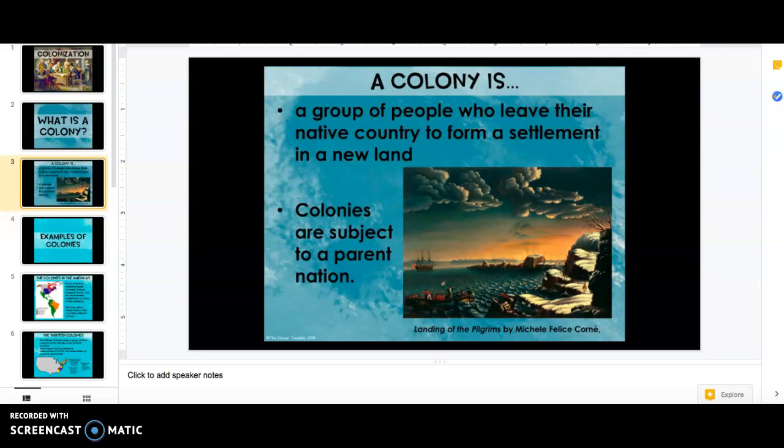A colony is a group of people who leave their native country to form a settlement in a new land. It also tells us that colonies are subject to a parent nation. That means the colonies that are created belong to another country. In this case, the 13 colonies in North America belong to Britain, Great Britain. So everyone who lives in the 13 colonies belongs to Great Britain. They are British subjects.